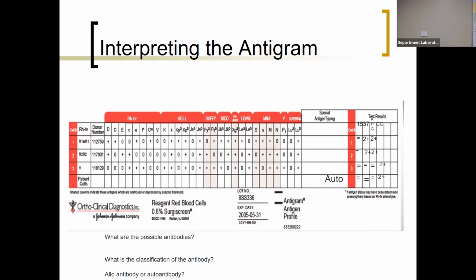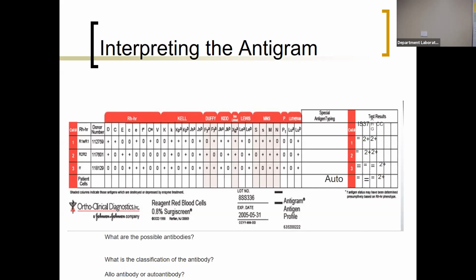I'm watching my Duffy because they're notorious. Sometimes you'll have like an RH and a Duffy, but the screen filter is negative. So, okay, with that being said, this is just a screen, all right? And again, our next step would be to run a panel for definitive antibody identification, right? So you'll have to run a series of either 11 or 16 more cells, depending on which manufacturer you go with.